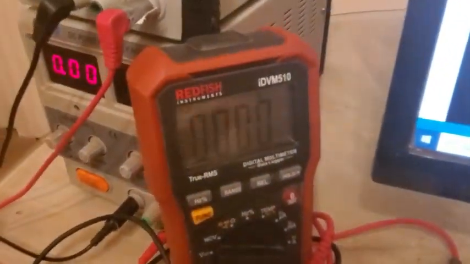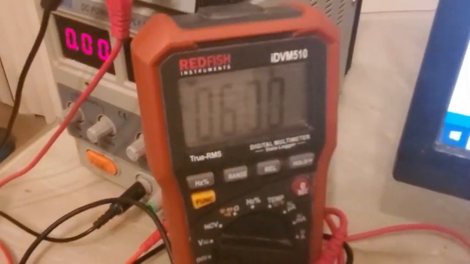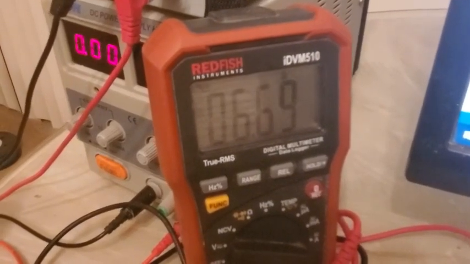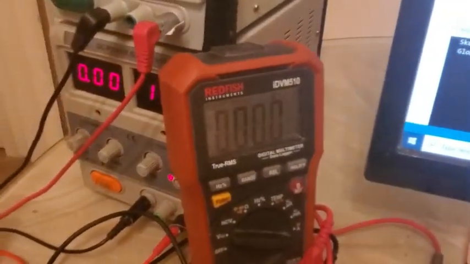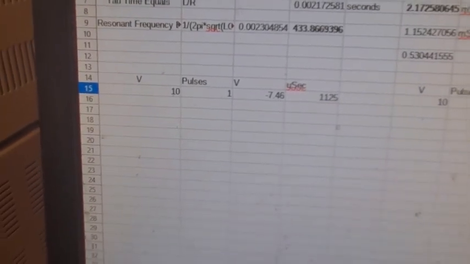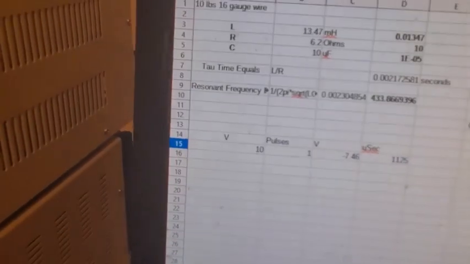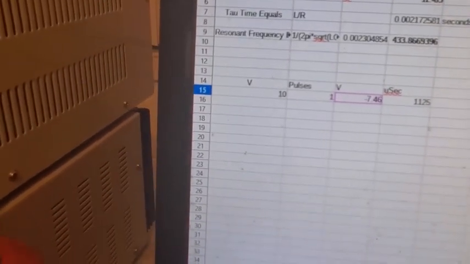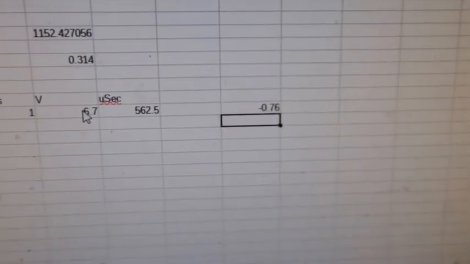Okay, so I'm seeing the best there, maybe around 525 instead of 562. I'll call it 6.7. Now if we go into our spreadsheet, put in the 6.7, and there was 7.46. Let's just add those. Equals this plus this. So negative 7.6. So 7.6 voltage difference.